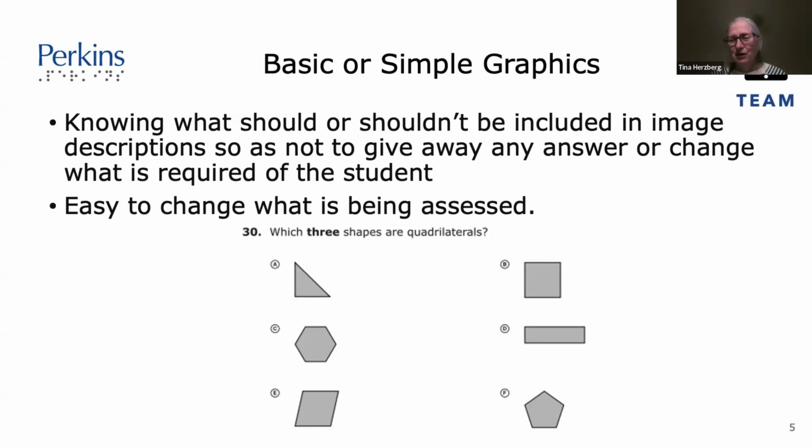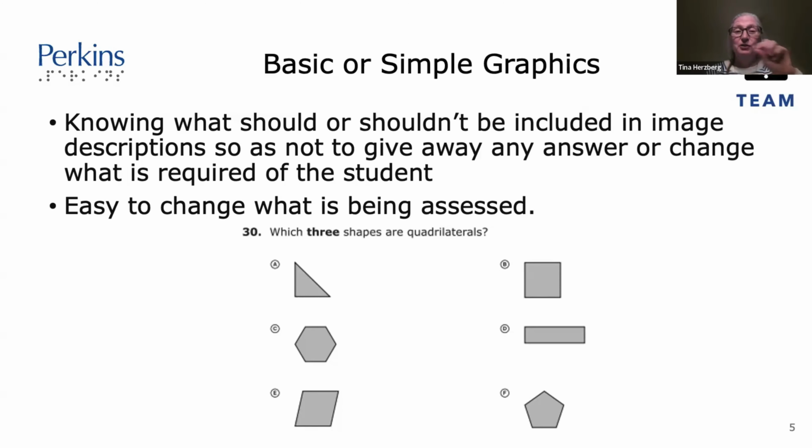So let's talk a little bit about basic or very simple graphics. We have our first image, and it says, "Which 3 shapes are quadrilaterals?" It's followed by 6 choices with different shapes. So the first thing we'd have to think about, if we had an example like that or a test item, is what were they actually trying to assess?